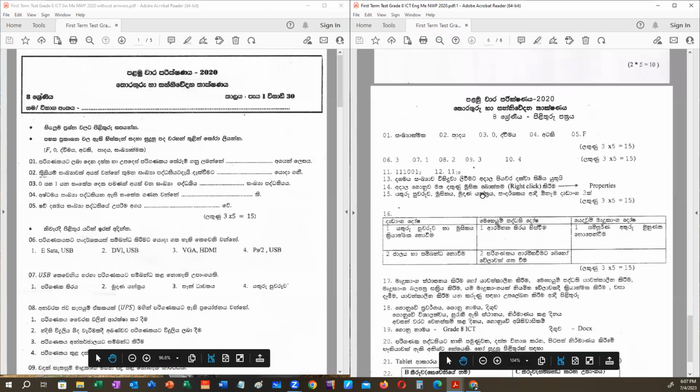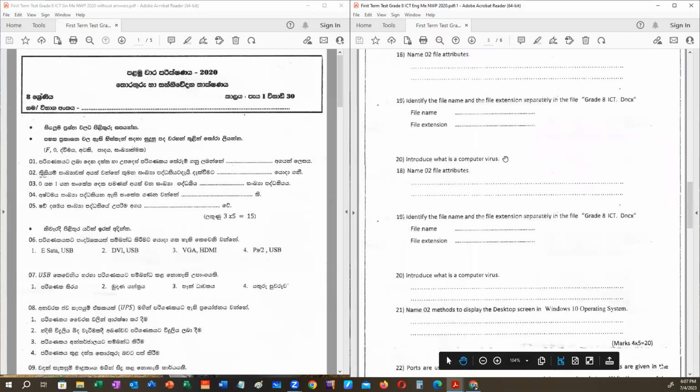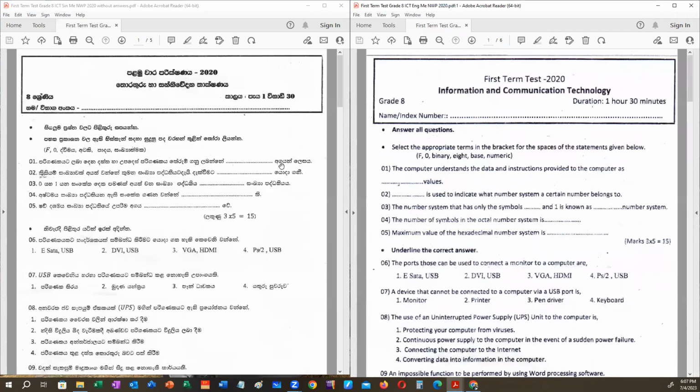I think you can see this well. First term test 2020, Information and Communication Technology, Northwestern Province, paper. There is an English one and a Sinhala one, right?